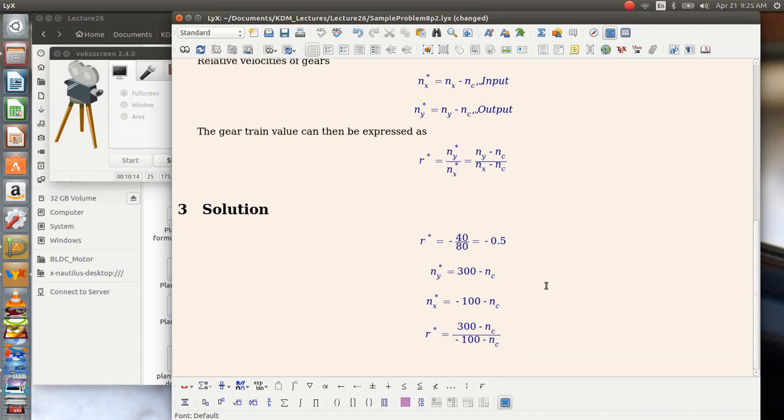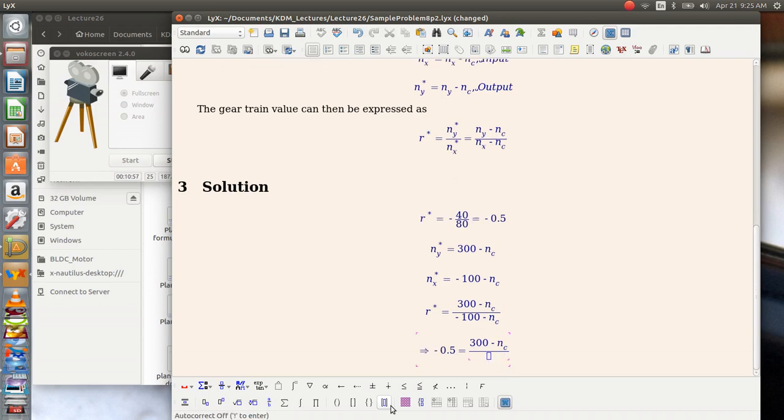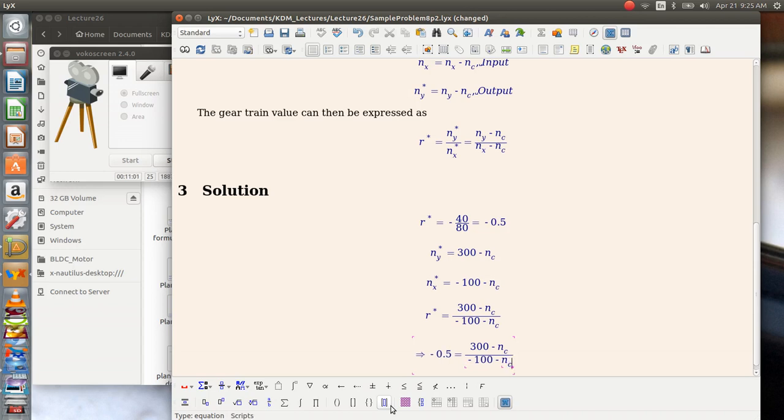So this is interesting now. I have two ways to get my gear train value. One of the ways allows me to generate a numeric value for my gear train value. The other way gives me an equation that relates the carrier speed to my gear train value. So this then implies that my previous value for that gear train actual number is equal to the expression that I had for the gear train value.